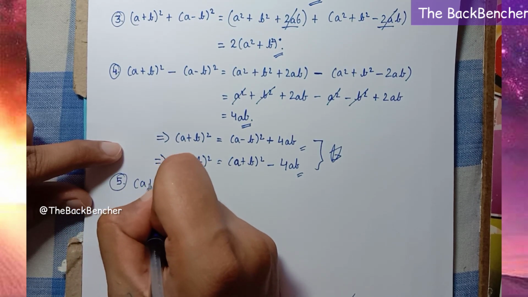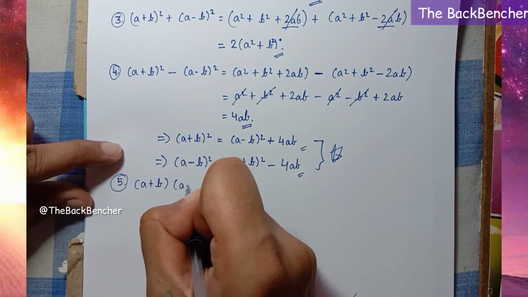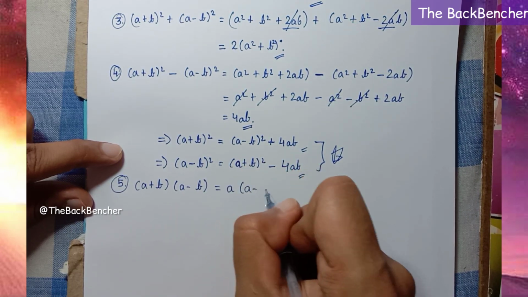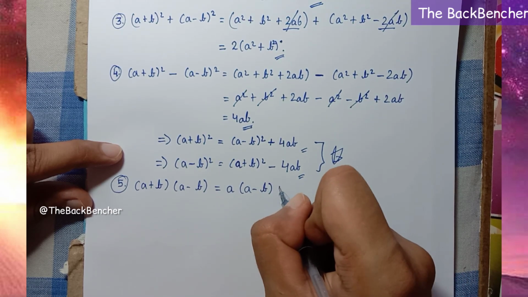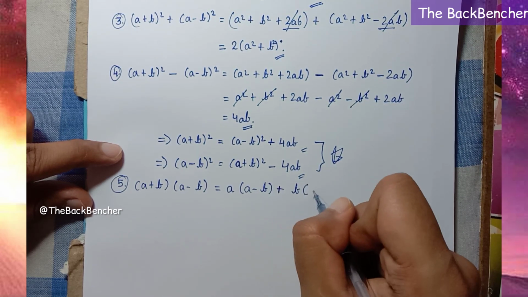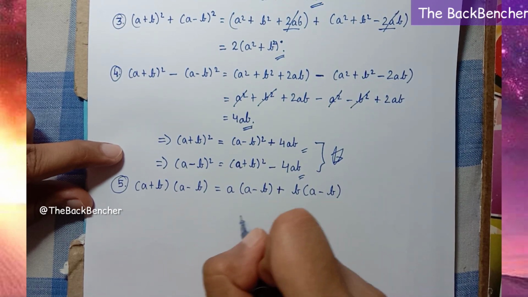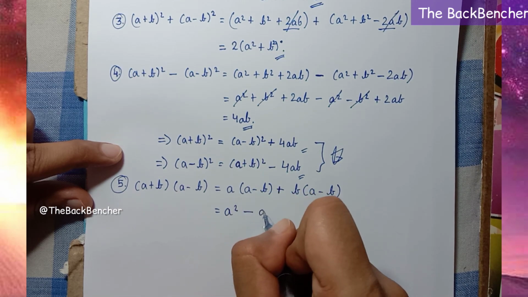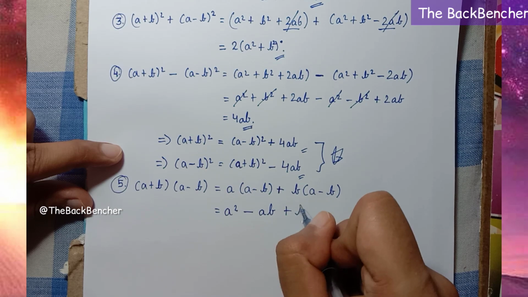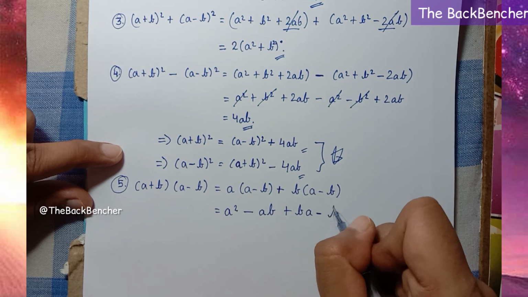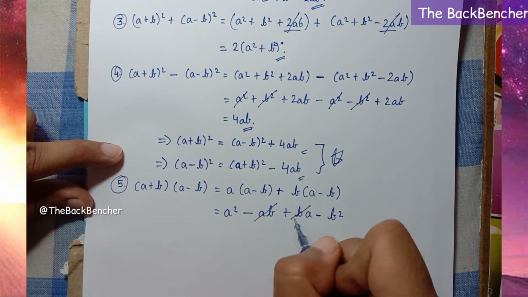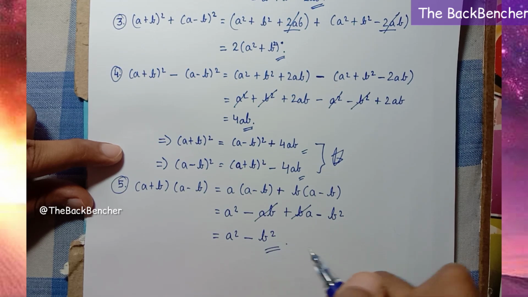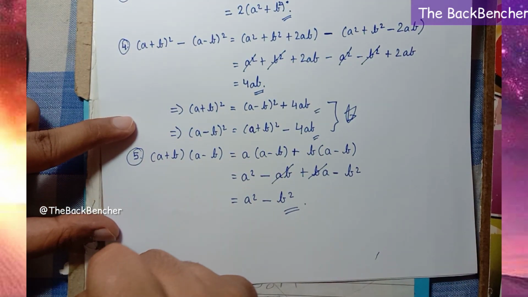Fifth, I am increasing my speed because the video will be too lengthy, so you can pause the video and watch these equations carefully. That is a plus b times a minus b. This is also a basic formula that many of you already know. That is a square minus ab, opening the bracket, plus ba minus b square. Simple. Cancelling, we get a square minus b square. Now moving on to the sixth equation.